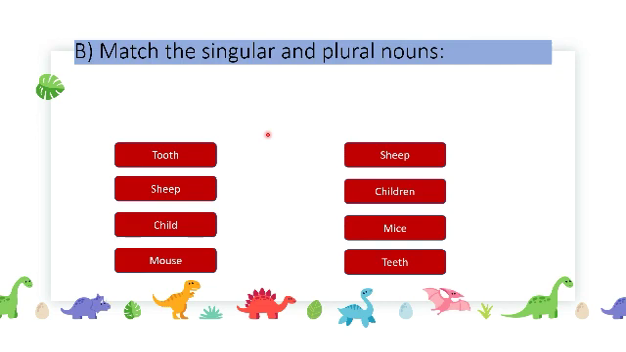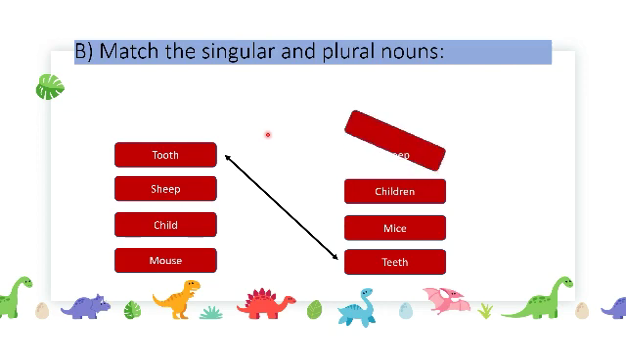The first one is tooth, T-O-O-T-H, tooth. When we are talking about one tooth, and when we say plural, the plural of tooth is teeth. You all are right. We will match it. Now the second one, ship. Students, I have also told you there are some exceptional words where we don't add S or ES. That means the word remains the same as it is. So the plural form of ship is ship only.